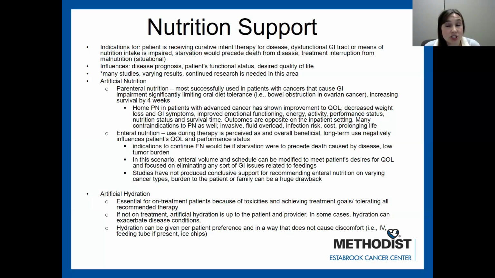They have a dysfunctional GI tract, or they're not able to take in oral nutrition for whatever reason. And that starvation would precede the death from the disease. So that's an important one. If the person is going to starve prior to the disease taking over their body, then we need to look at other interventions like nutrition support. And then if for any reason the treatment of their disease would be interrupted from malnutrition.